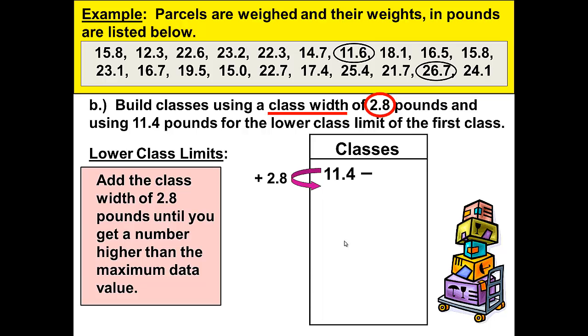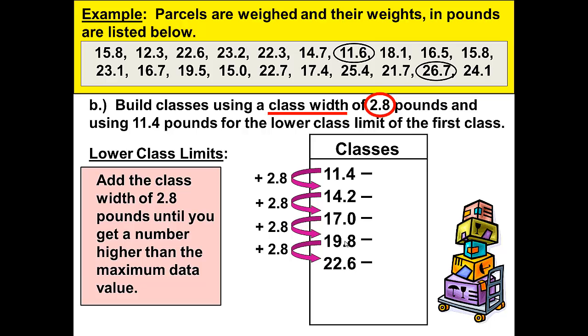11.4 plus 2.8 gives us 14.2. 14.2 plus 2.8 gives us 17.0. 17.0 plus 2.8 gives us 19.8. 19.8 plus 2.8 results in 22.6. 22.6 plus 2.8 will give us 25.4. 25.4 is not larger than 26.7, so again we'll still need to do one more class. 25.4 plus 2.8 gives us 28.2, which is larger than our maximum data value, so we can stop.